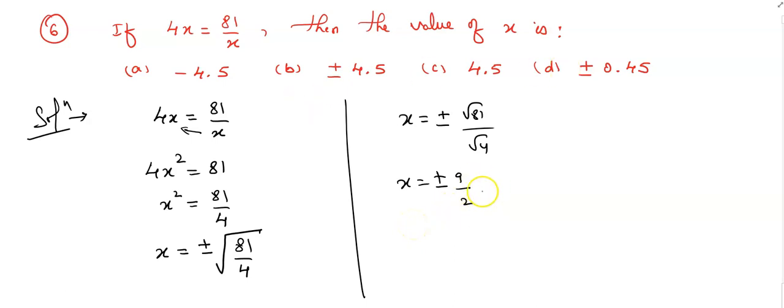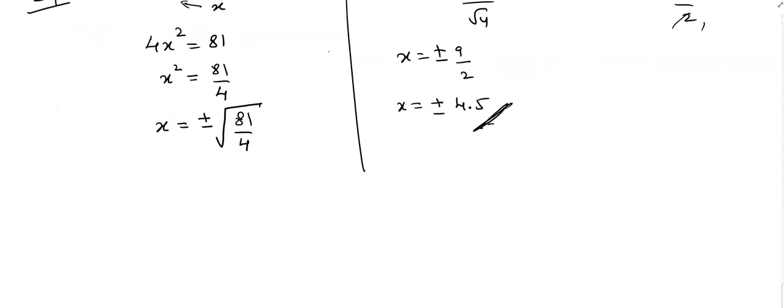Here the options are given in decimals, right? So let me divide. 9 by 2: 2 fours are 8, remainder is 1. Put the decimal point, it becomes 10. 2 fives are 10. So now x is equal to plus or minus 4.5. So what is the correct answer? x equals plus or minus 4.5, option B. Is this clear? Any doubts? Good. I hope you are understanding the questions and the ways in which they can appear in your exam. Next question, let me solve.